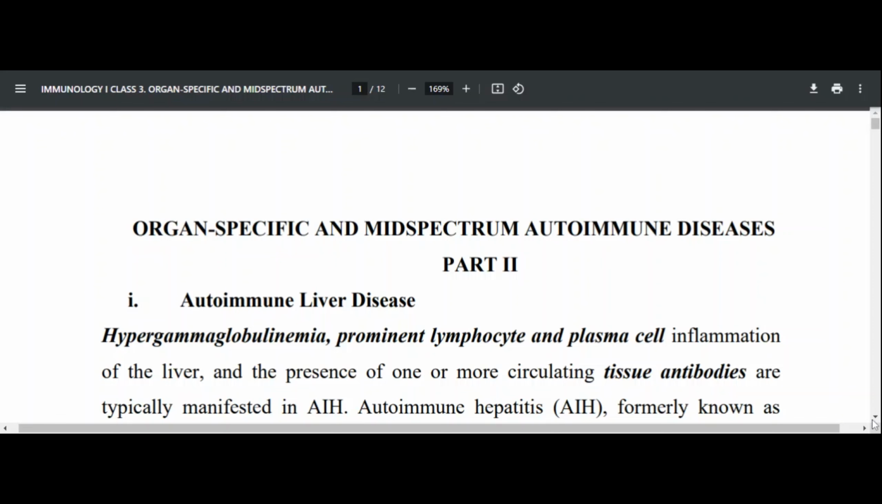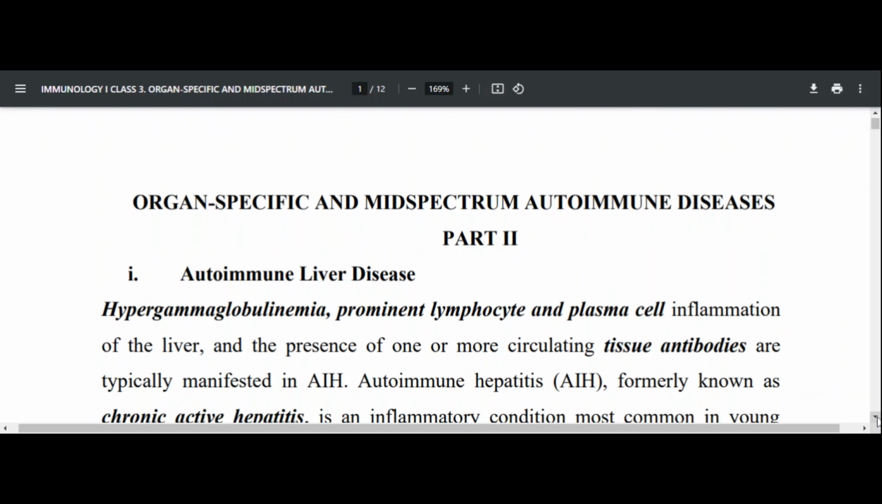All right, so our topic today is organ-specific and mid-spectrum autoimmune disease, part 2. As yesterday we discussed part 1, organ-specific and mid-spectrum autoimmune diseases. Today, we are going to start with autoimmune liver diseases.